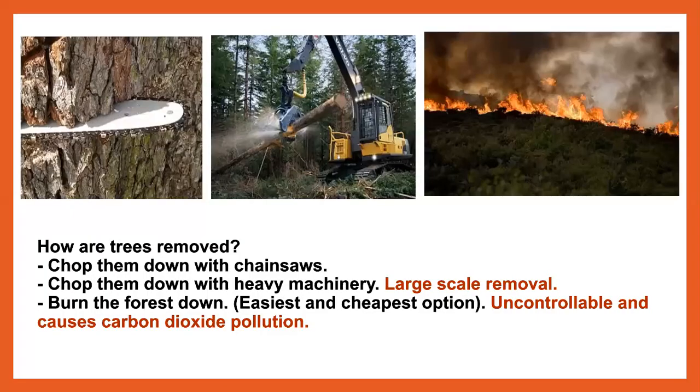So how are trees removed? Trees can be chopped down with chainsaws. Sometimes they chop them down with heavy machinery, and this is called large-scale removal. Or sometimes the forests and the trees are purposefully burnt down, and this is the easiest and cheapest option.